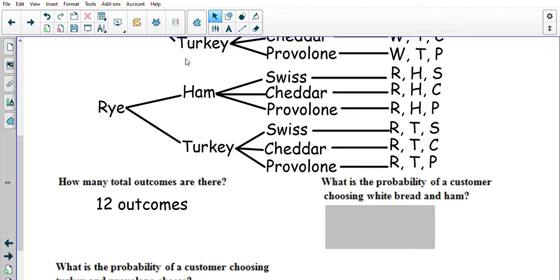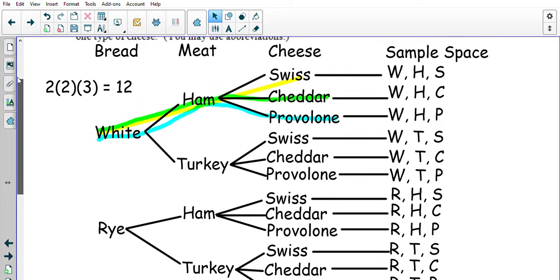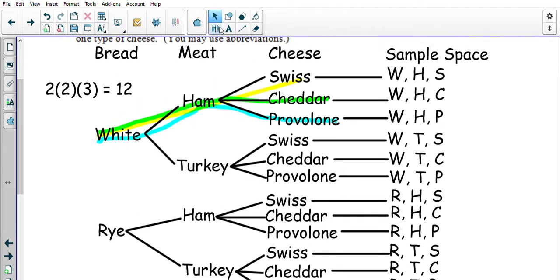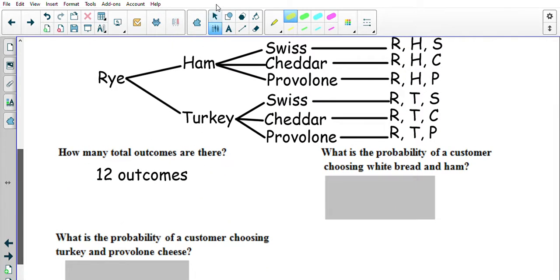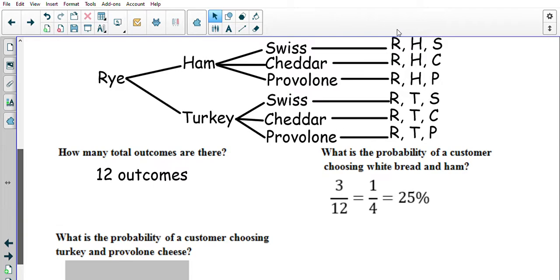Now, the next questions are interesting ones related to probability based on our tree diagram. So it says, what is the probability of a customer choosing white bread and ham? That means in my sample space, I need a W and an H. So I'm going to highlight this in yellow. These 3 outcomes have white bread and ham. Those are the only ones out of the 12. Well, that is 3 out of the 12 possible outcomes, which reduces to 1/4, which is 25%.